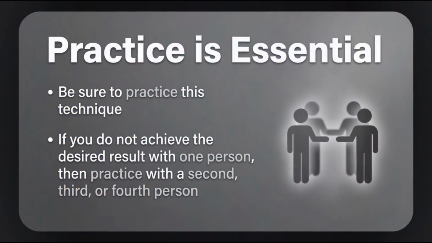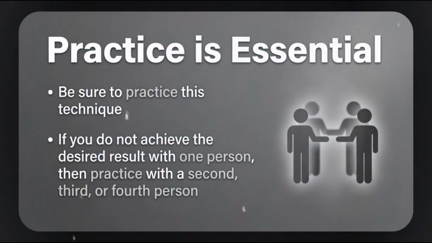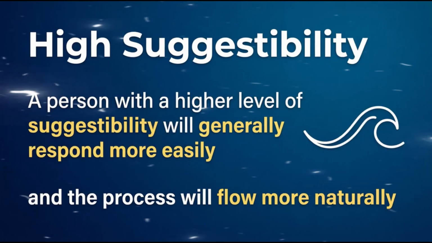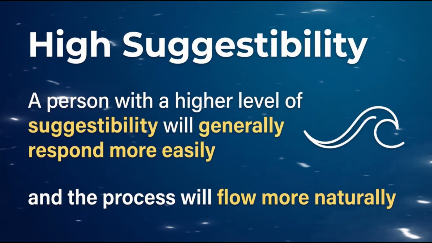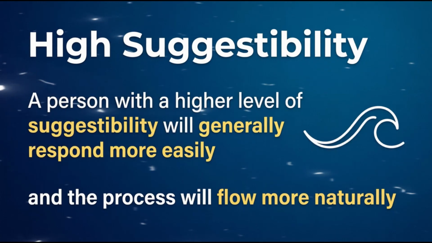Be sure to practice this technique. If you do not achieve the desired result with one person, then practice with a second, third or fourth person. Every individual has a different level of suggestibility, so responses may vary from person to person. A person with a higher level of suggestibility will generally respond more easily and the process will flow more naturally.